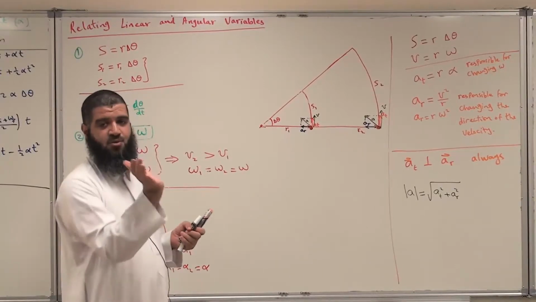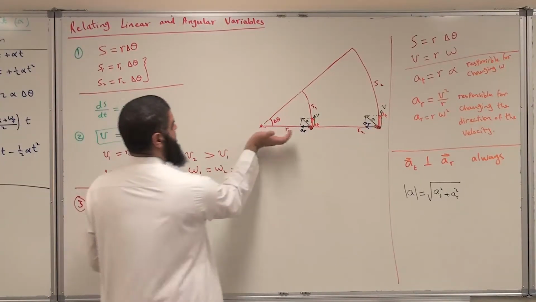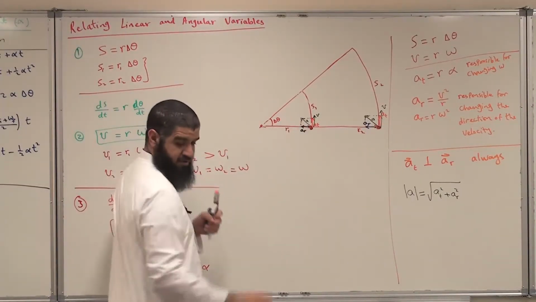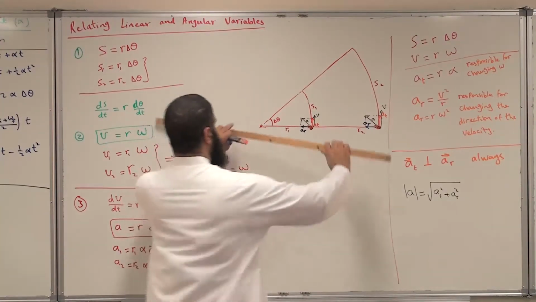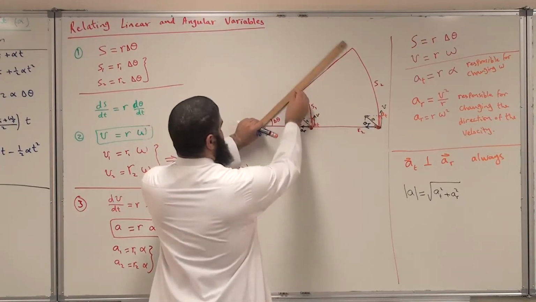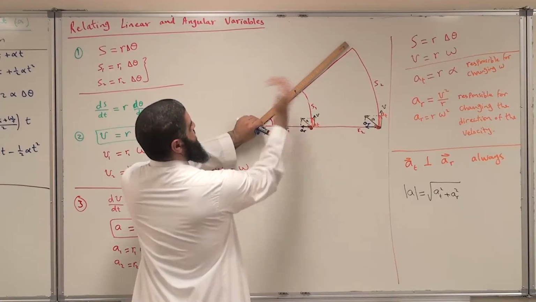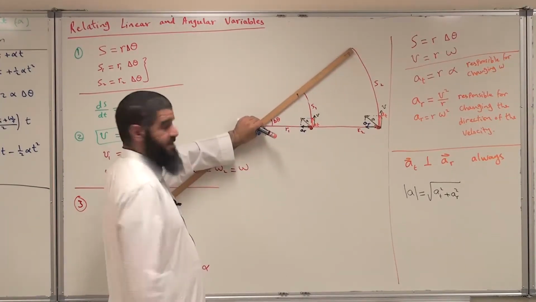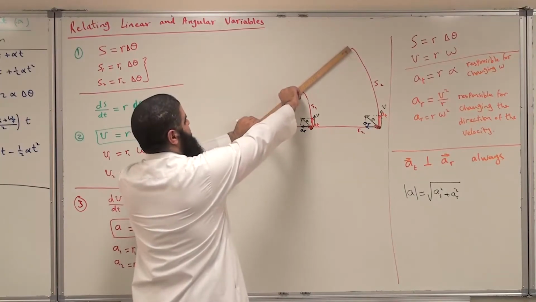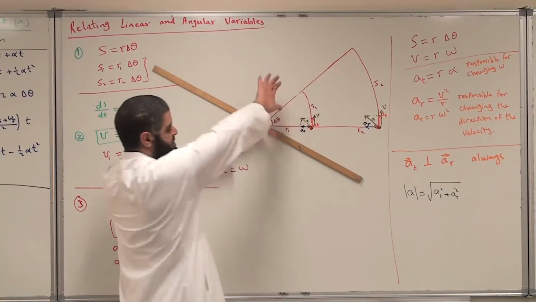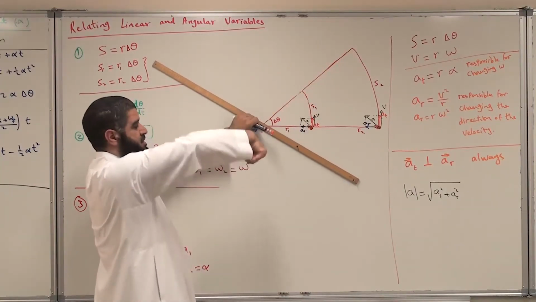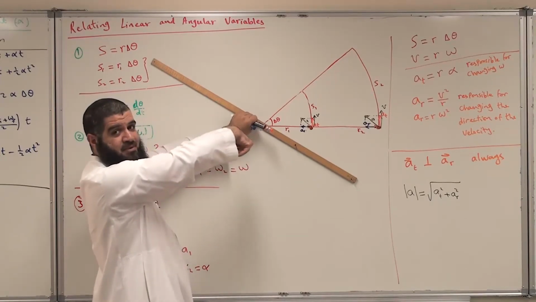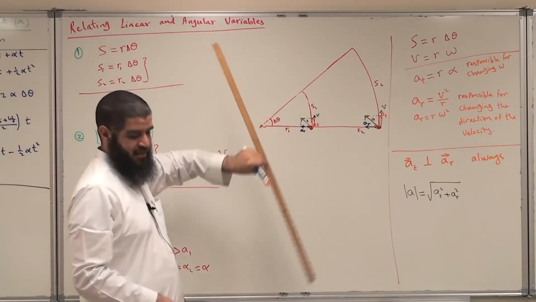But omega, we use the right hand rule. Okay, so if my object is rotating counterclockwise, I use the right hand rule, omega will be outward and it is positive. Okay, if my object is rotating clockwise, with our thumb, omega will be in the plane.